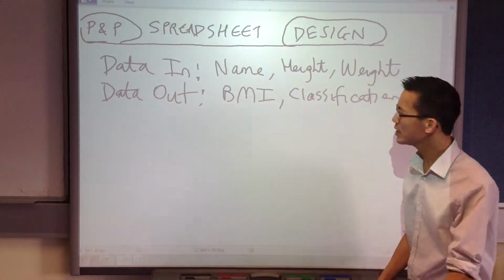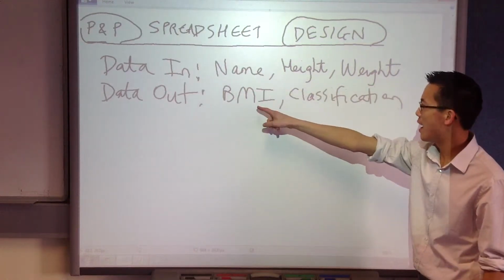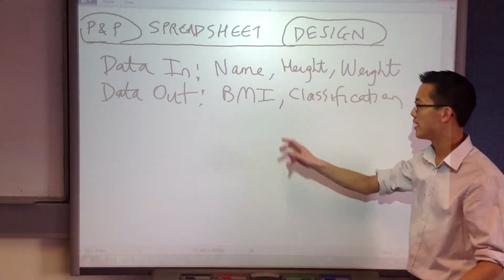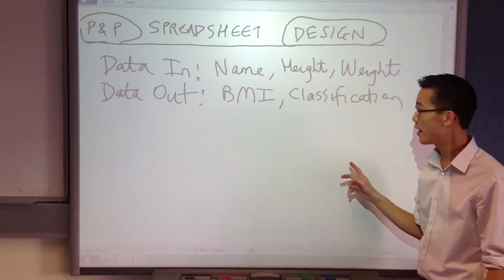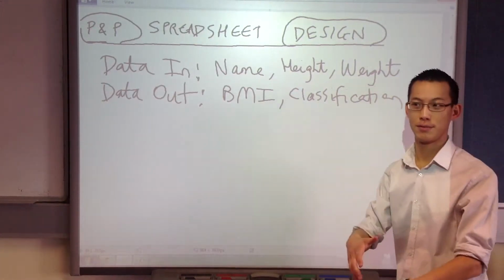Okay? So, this is going to be the user data that comes in, and we're going to have to make some formulas, some calculations to work these out. All right? So now that we've got that in our heads, that's probably enough. Let's actually start to build this spreadsheet.